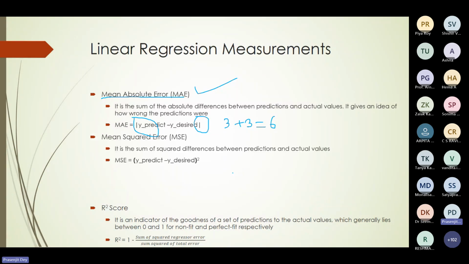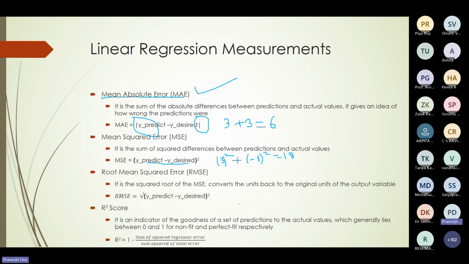Next one is, as it is stated, the mean squared error. So take the difference and square them. Based on the earlier example, it will be 3 squared plus minus 3 squared. So it will be 9 plus 9, 18. So it is again okay, the error is adding. Third is root mean square error.